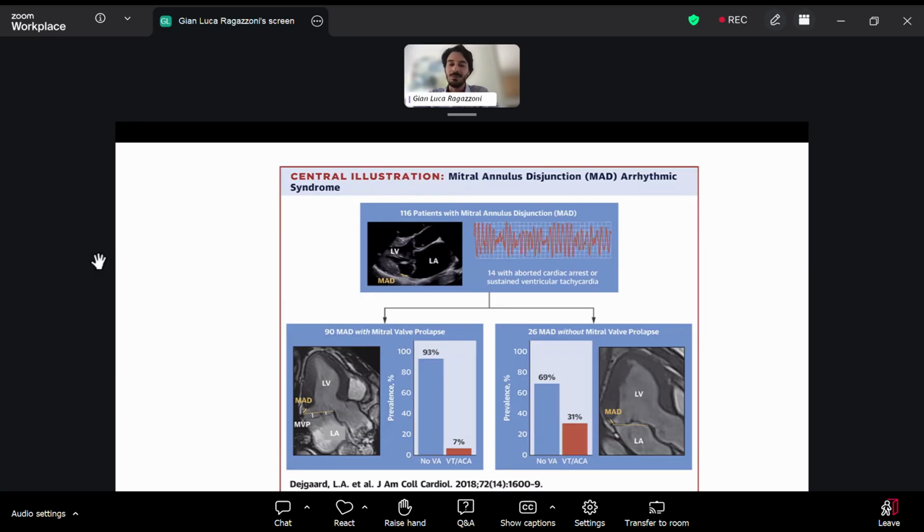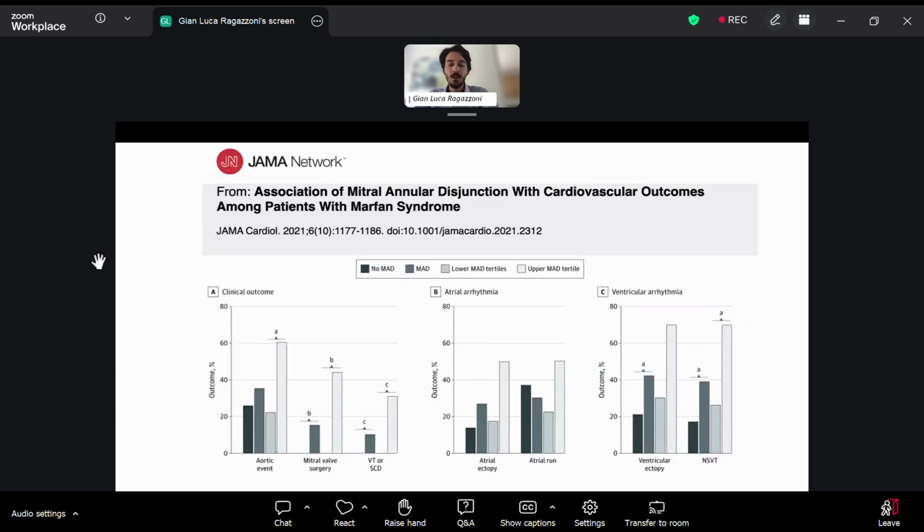However, there are not that many long-term data. And so for the time being, especially in the EHRA consensus statement, they were just referring to MAD related to the prolapse. But I think it's good to keep in the back of our mind that when we see MAD, we should always start thinking about arrhythmia risk, even in the absence of the prolapse, although this might not be as high a correlation. But of course, these were studies on the general population.